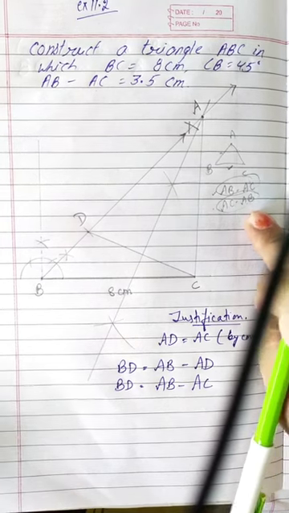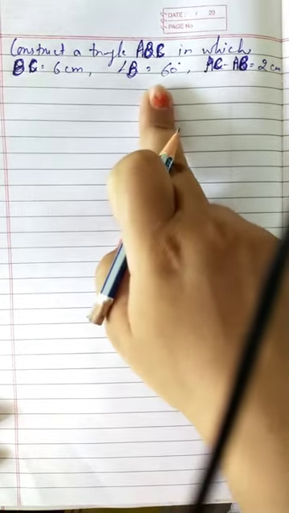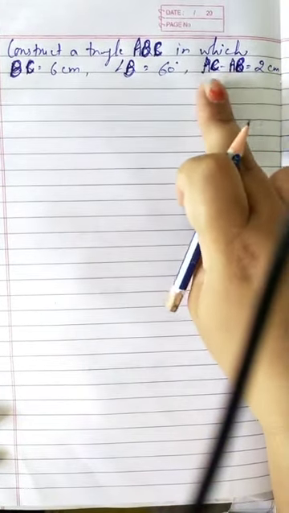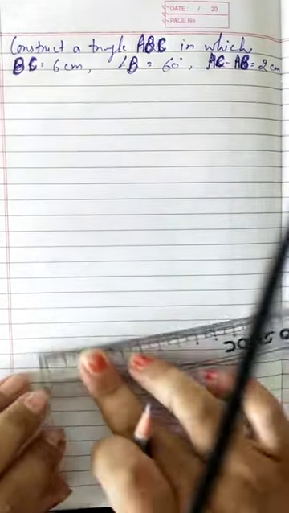Now the next part of this difference in constructing the triangle, that was AC minus AB. So we will do that also. So let us do the next construction. We have the question, we have to construct the triangle ABC in which BC is 6, angle B is 60 and the difference AC minus AB is equal to 2. So let us start without wasting time.